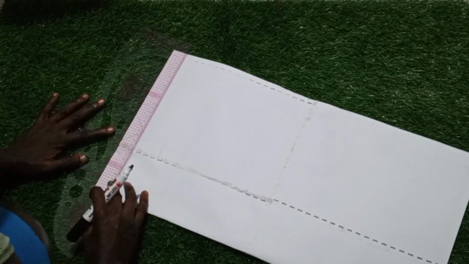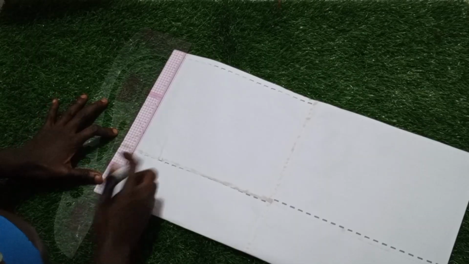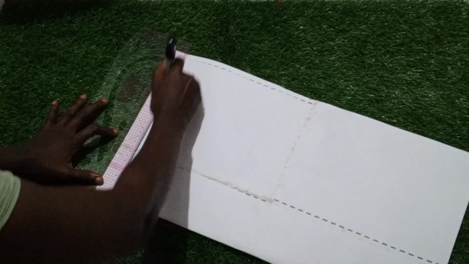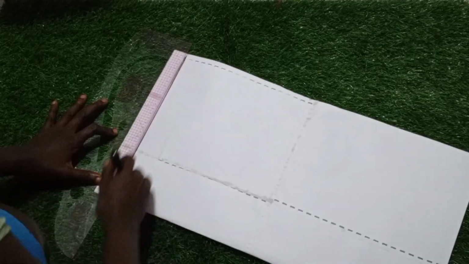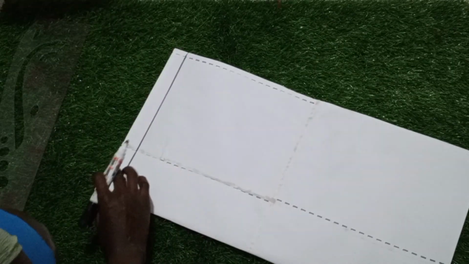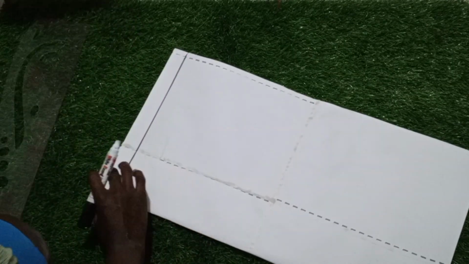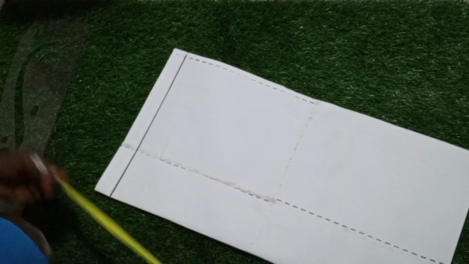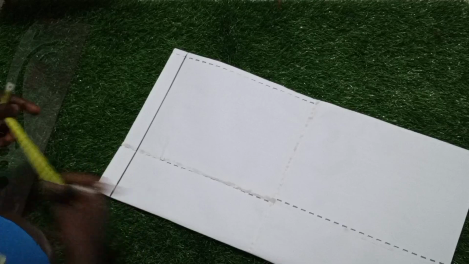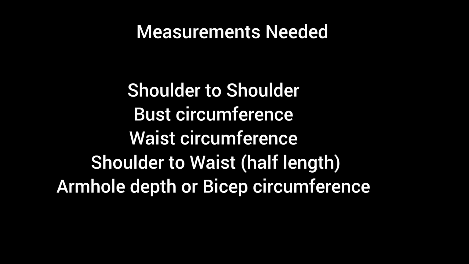All right, the first thing, I'll be using a pattern paper for this drafting. Now, for those that are afraid of pattern paper or drafting, using pattern paper is almost the same thing as using your fabric. Just assume this is your cloth and you fold it into two. The measurements we are going to need for this drafting are shoulder to shoulder, bust circumference, waist circumference, shoulder to waist, the armhole depth, or the bicep circumference.